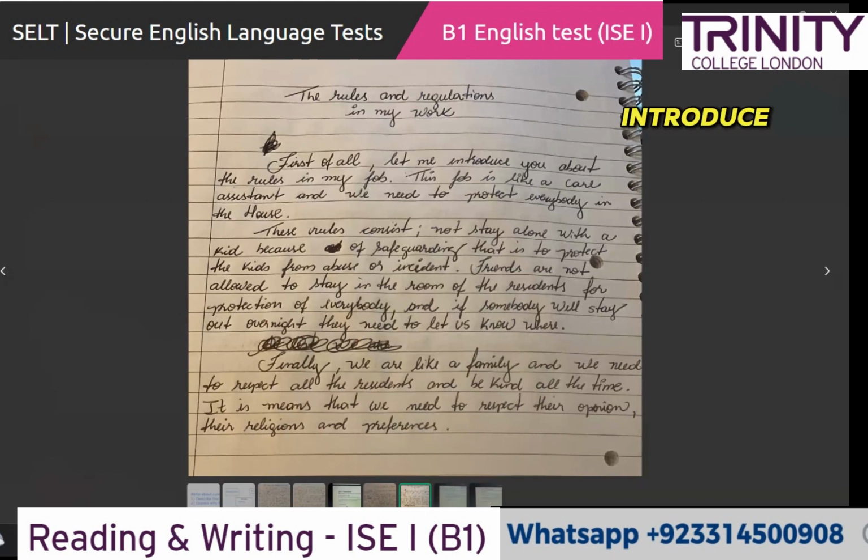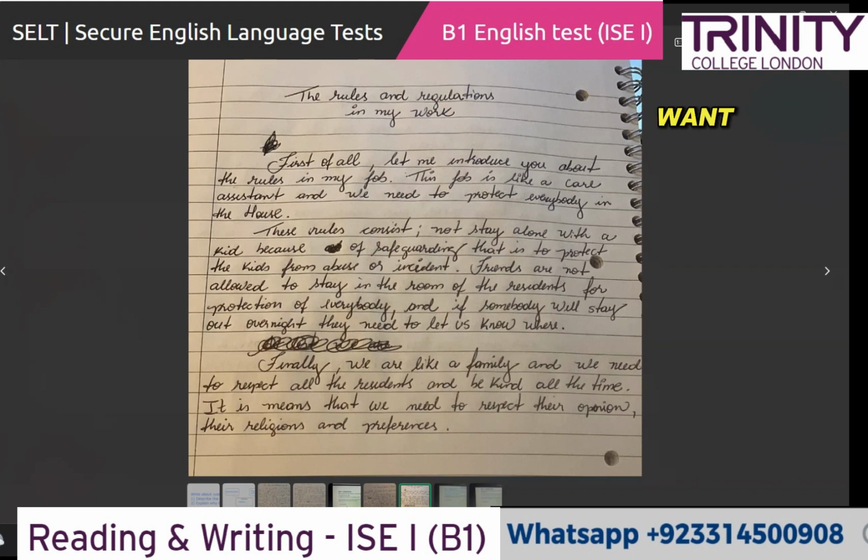First of all, let me introduce you about the rules in my job. This job is like a care assistant, and we need to protect everybody in the house. These rules consist of not staying alone with a kid because of safeguarding, that is to protect the kids from abuse or incident. Friends are not allowed to stay in the room of the residents for protection of everybody. And if somebody will stay out overnight, they need to let us know where. Finally, we are like a family, and we need to respect all the residents and be kind all the time. It means that we need to respect their opinion, their religions, and preferences.